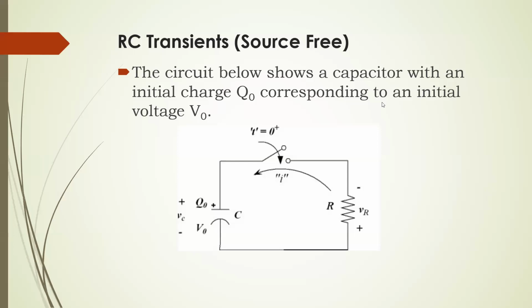All right, so a couple of things that we need to take note of. One, we are told that the capacitor has an initial charge Q0, which corresponds to an initial voltage V0. Of course, we know that Q equals CV. Yeah? So the initial charge Q0 corresponds to an initial voltage of V0.